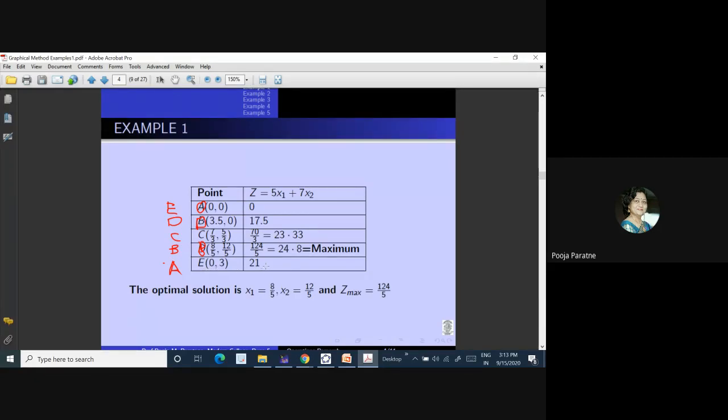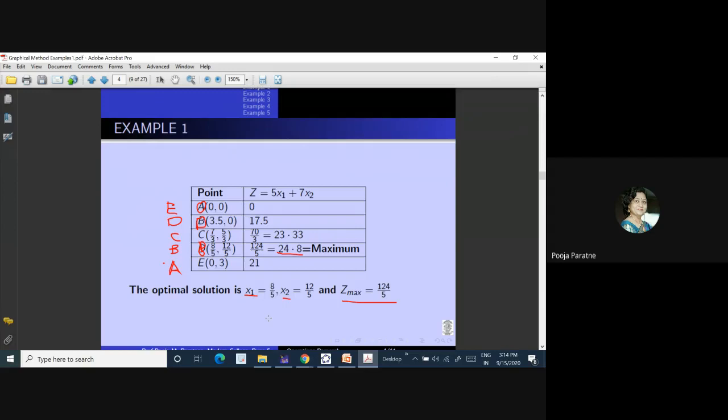Now our objective function is of maximization. Here you have to check the type of objective function. What is the type of objective function? Maximization. So among all these values, you have to select the maximum value. Where you see the maximum value, obviously here is the maximum value, which is 24.8. And therefore, this is our Z max. Look here, this is our Z max. And the corresponding values of x1 and x2 are the values of the decision variables here.